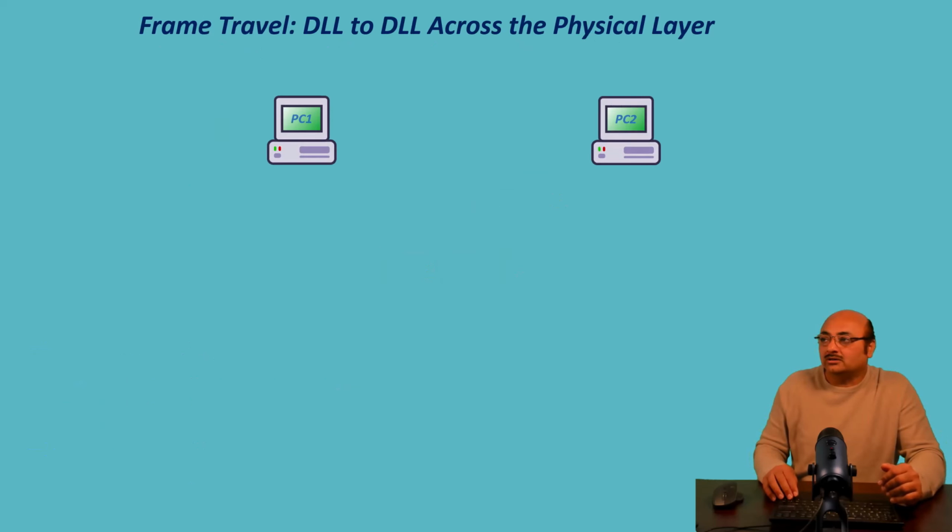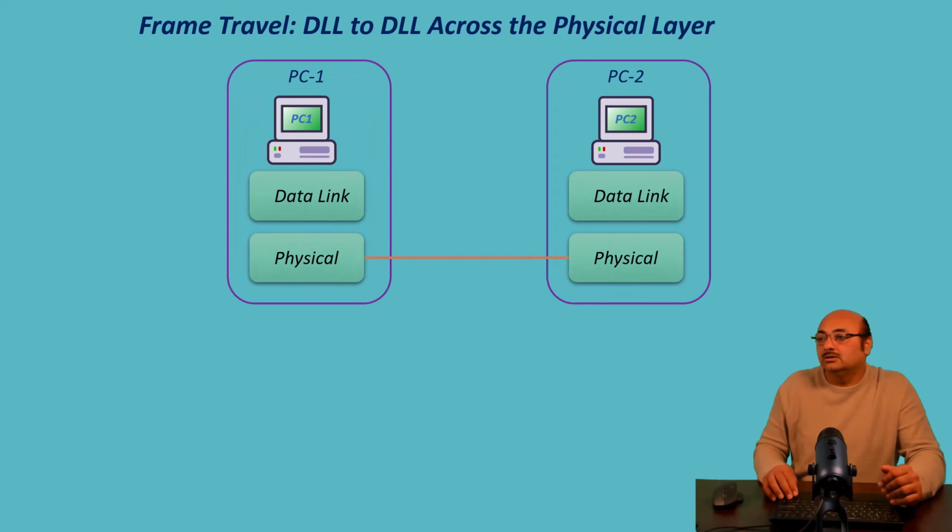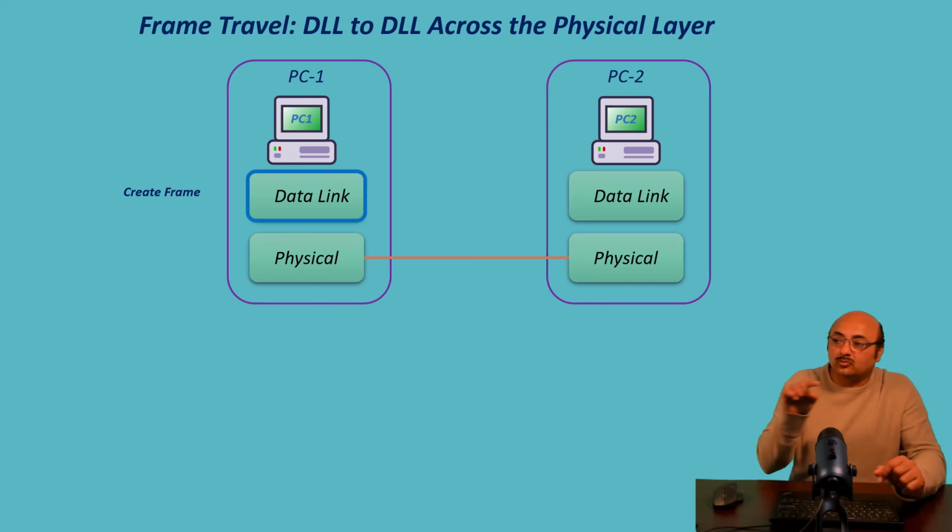I have PC1 and PC2 and I am now presenting the two different layers in detail. Data link layer and physical on both sides, PC1 and PC2. The physical layer on both the PCs are connected using a wire. First step, PC1 wants to send data to PC2. At data link layer, it will create a frame. I am going to draw a virtual boundary between data link layer and physical layer so that it's easy for you to visualize and understand.